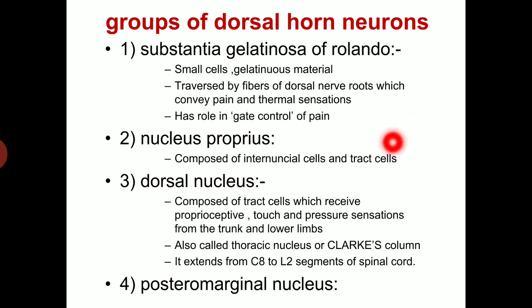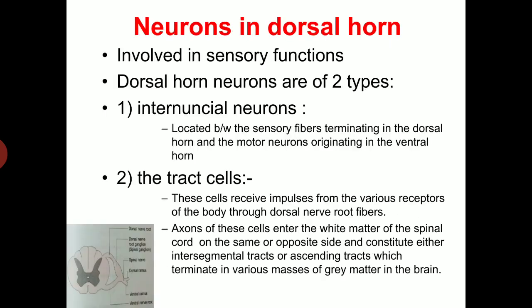Second neuron is nucleus proprius, composed of internuncial cell and tract cell. Third, dorsal nucleus, composed of tract cell, which receives proprioceptive, touch and pressure sensation from trunk and lower limbs. It is also called thoracic nucleus or Clarke's column, and it extends from C8 to L2 segment of spinal cord. And fourth is posteromarginal nucleus.